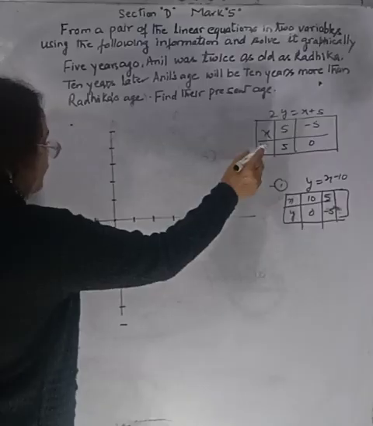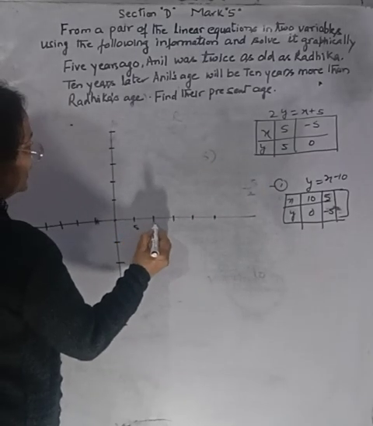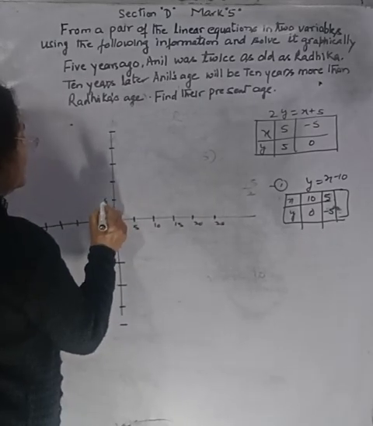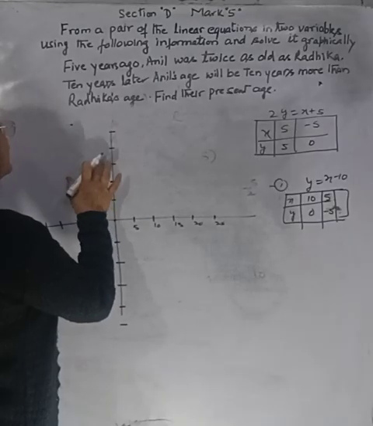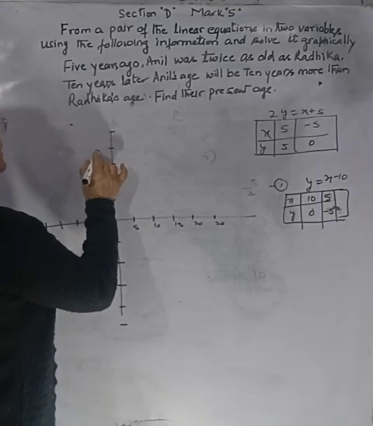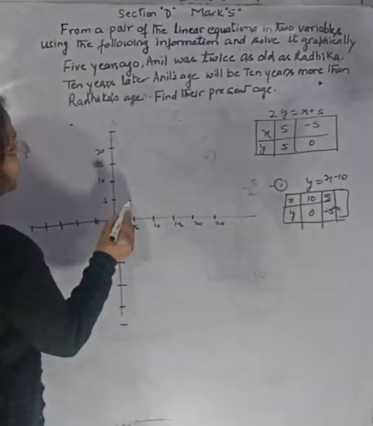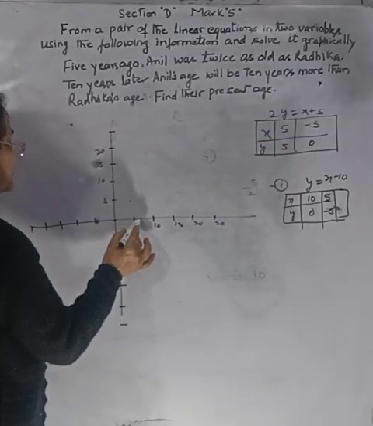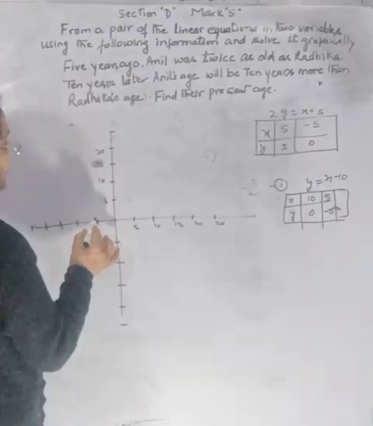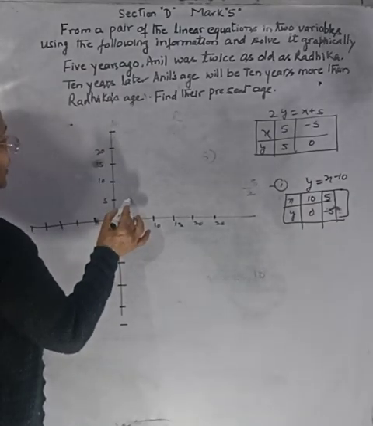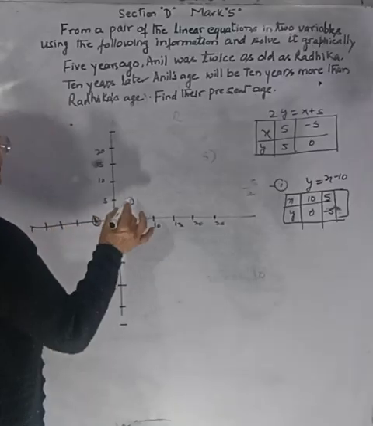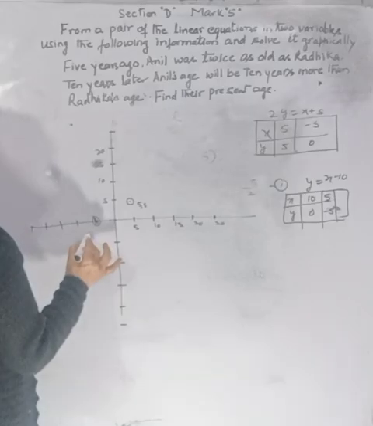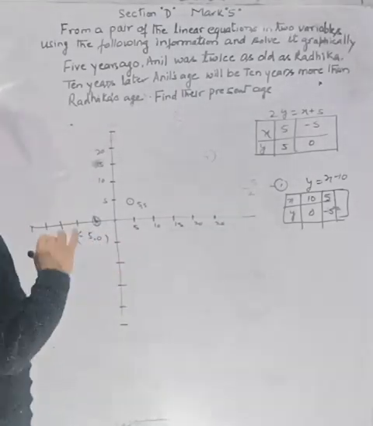If x is equal to 5, y is equal to 5. It means this is 5, 10, 15, 20, 25. Same is over here, 5, 10, 15, 20. 5 and 5 both are plus. If x is equal to minus 5, y is equal to 0. It means we are having this point and this point. This is 5, 5, and this is 5 and 0, minus 5 and 0. Okay.